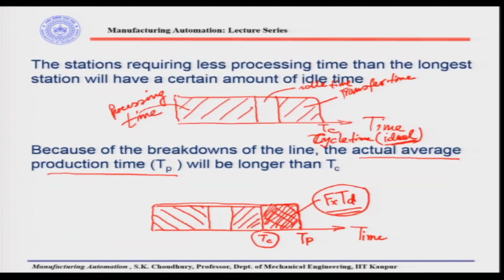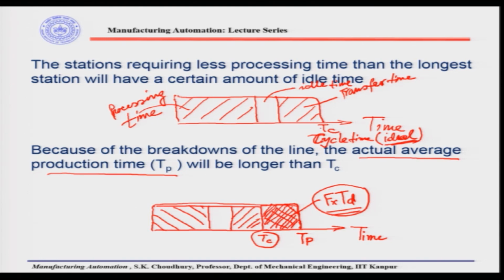So, I would like to remind you that this is the TC. If you look at the diagram that we drew last time, this is the ideal cycle time, and this ideal cycle time includes the processing time and the transfer time that is required for the parts or the sub-assemblies for going from one station to another station, one workplace to another workplace.